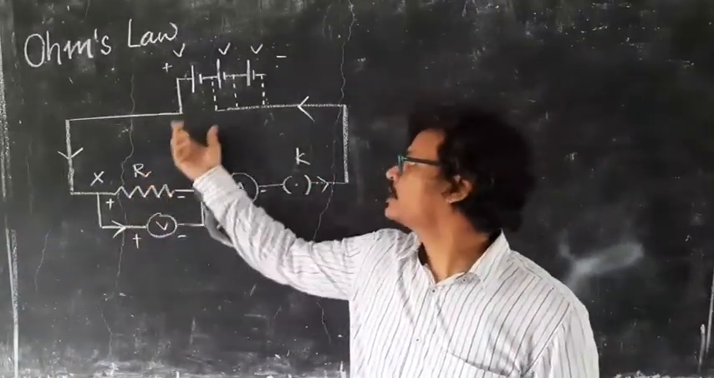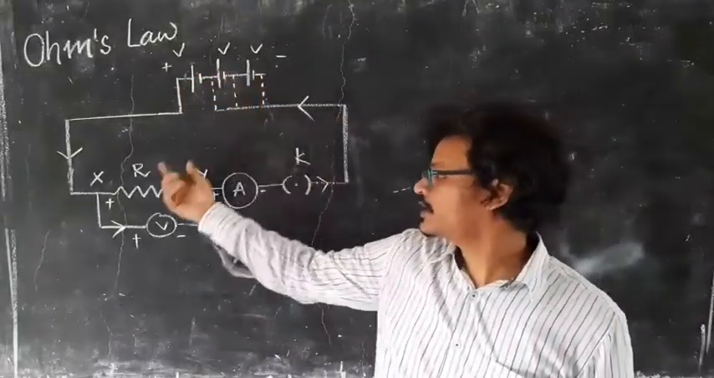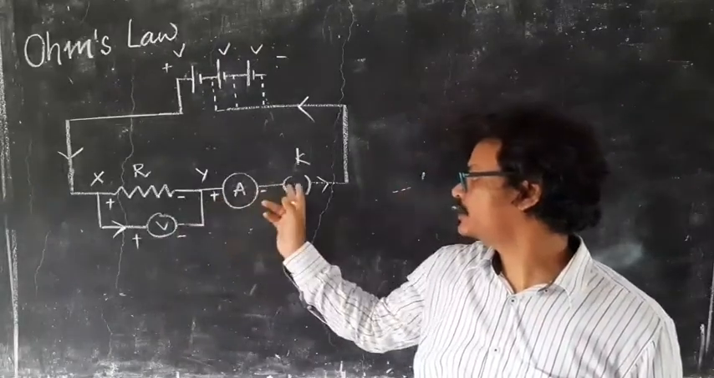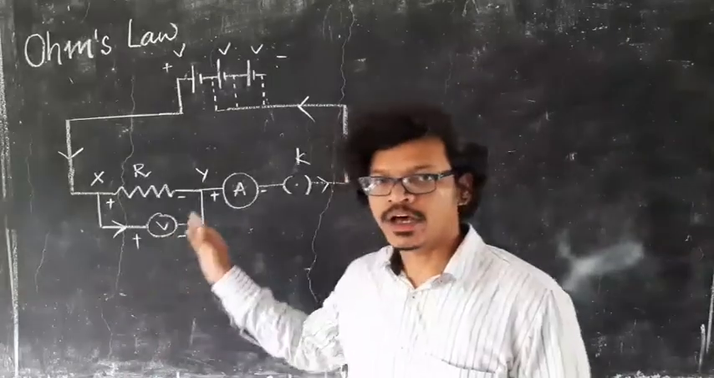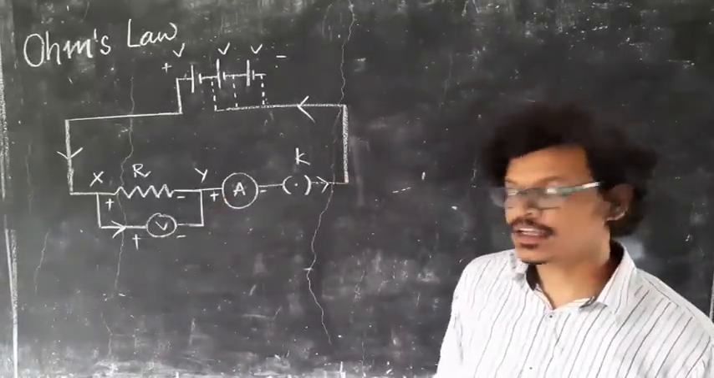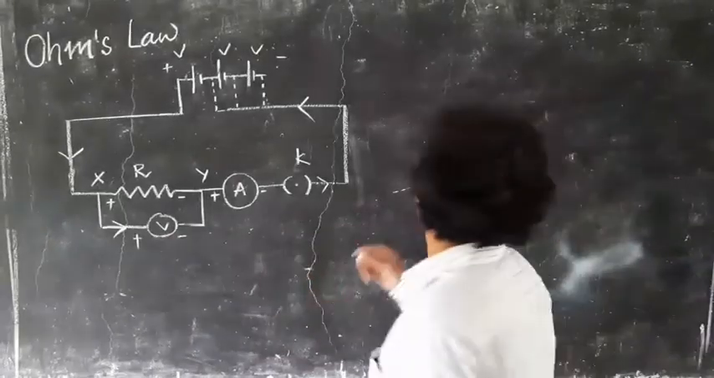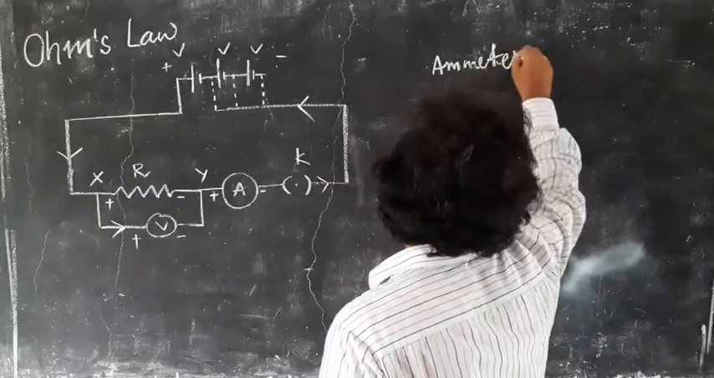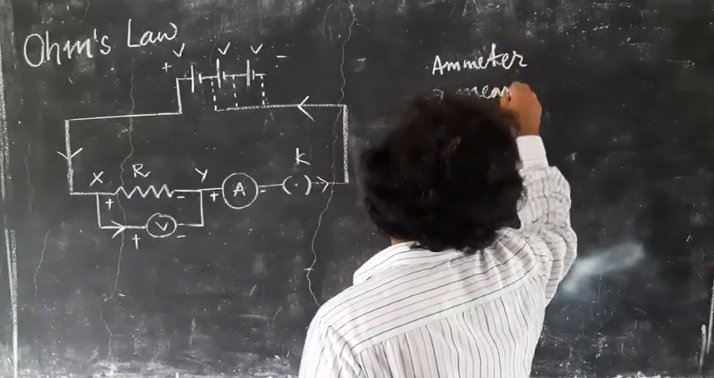In this circuit, source of energy is present here. That means 3 batteries are there, and one resistance, and one voltmeter, and one ammeter, and this is key here. Remember, ammeter is the instrument which measures current, and voltmeter is the instrument which measures potential difference. So what is ammeter? Ammeter measures current.